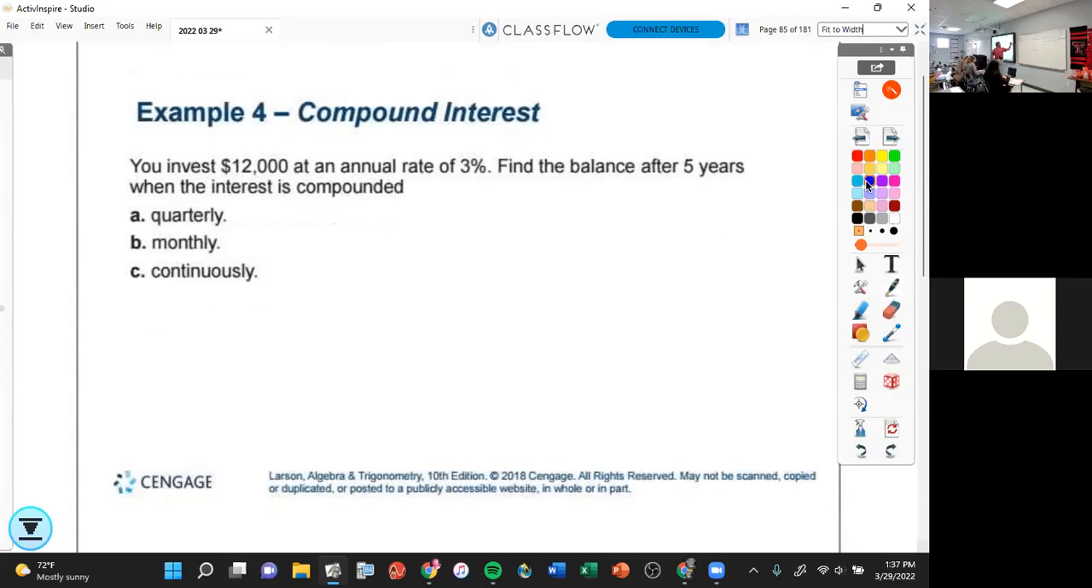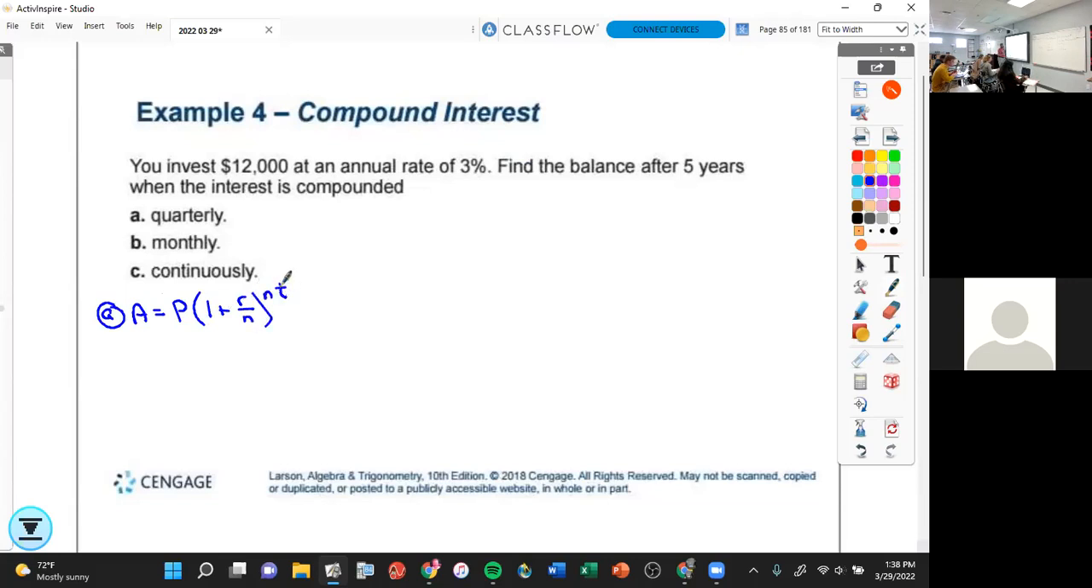So for part A, for quarterly, what's the equation? A equals, you tell me. P times (1 plus R over N) raised to NT. Do we know what A is? No. That's what we're looking for. A is after, right? After 5 years, how much money do we have? So we don't know that. That's what we're trying to compute. P is 12,000. That's the money you start with.